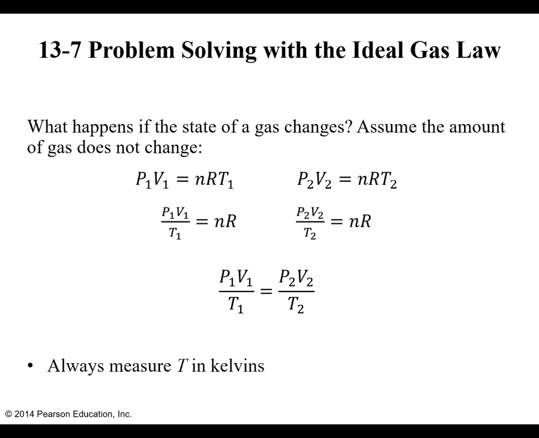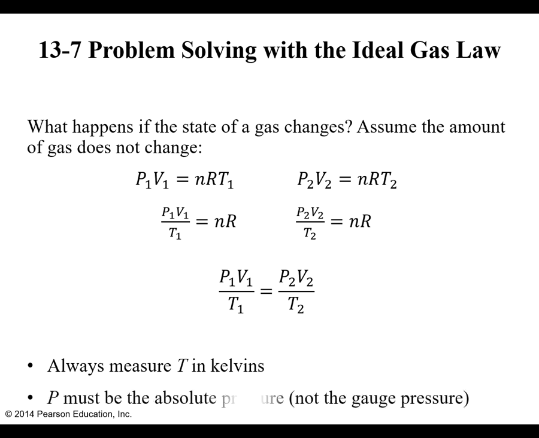A couple of important points to make. Whenever you use the ideal gas law, the temperature always needs to be expressed in kelvins. It has to be in kelvins. Also, the pressure must be the absolute pressure. You can't take a pressure gauge to the tire in your car and use that pressure in the ideal gas law. That won't work because there's also atmospheric pressure inside of your tire that balances and cancels out with the atmospheric pressure on the outside of the tire.